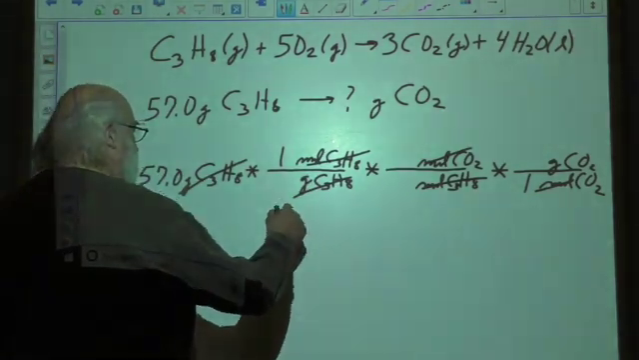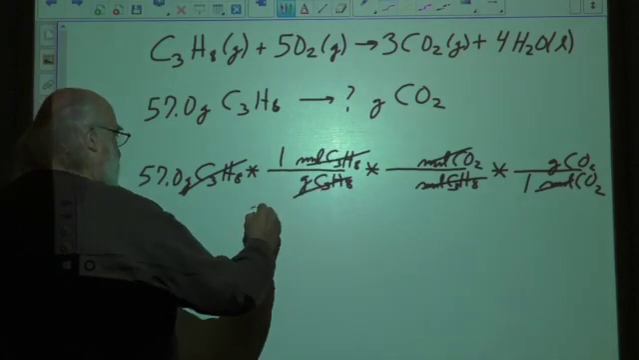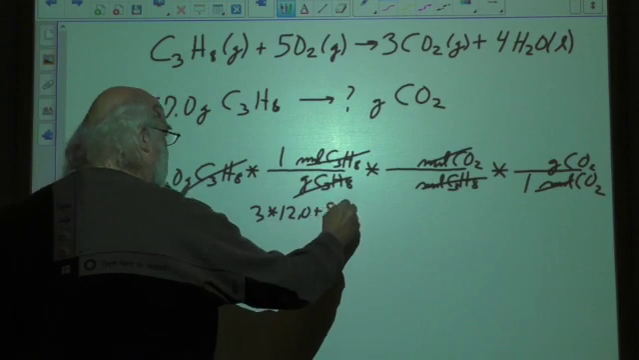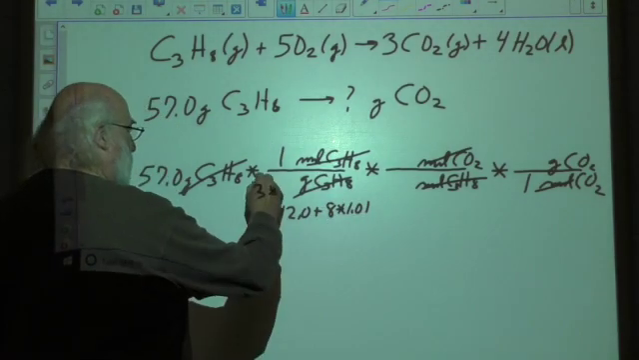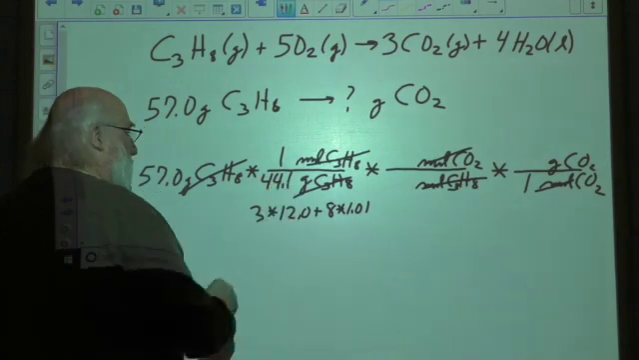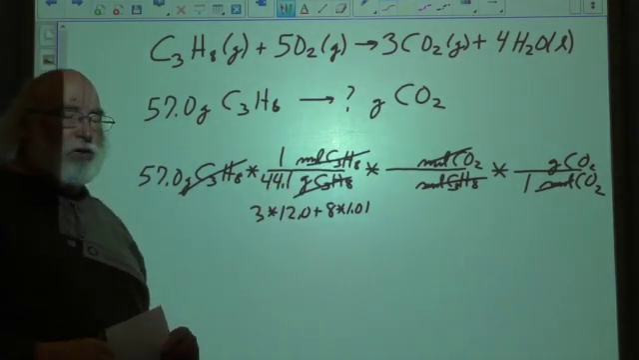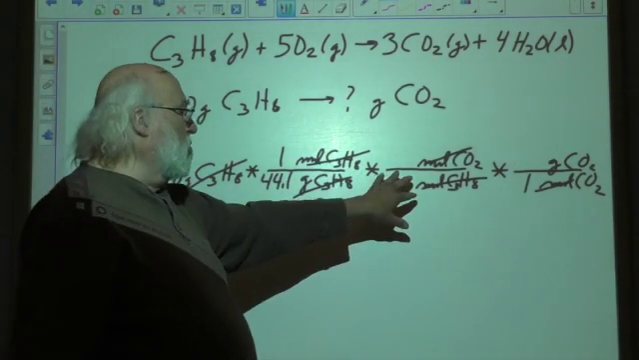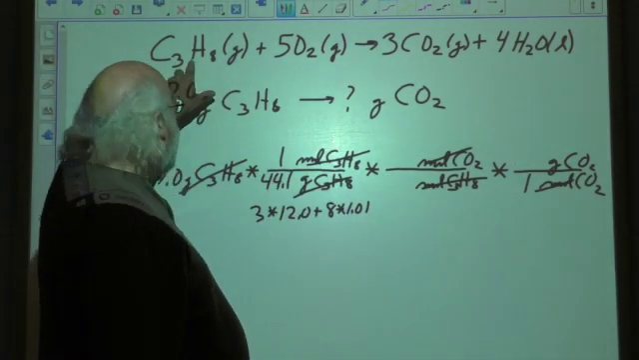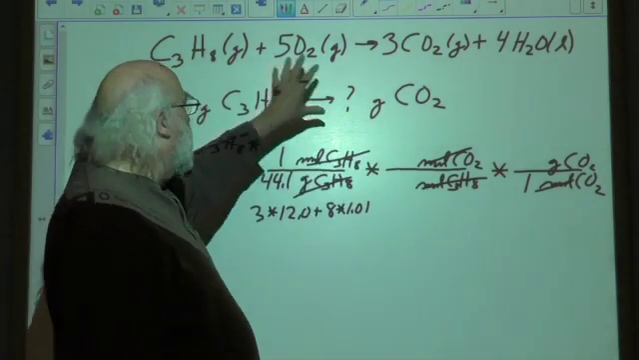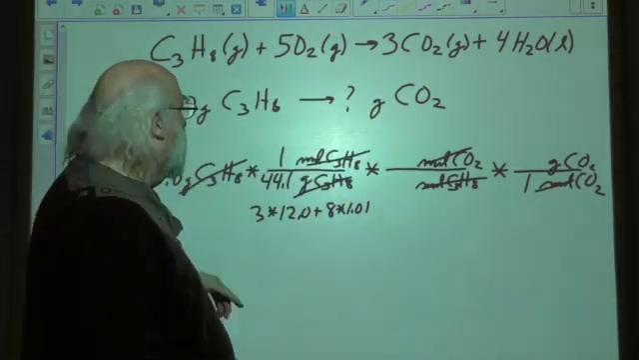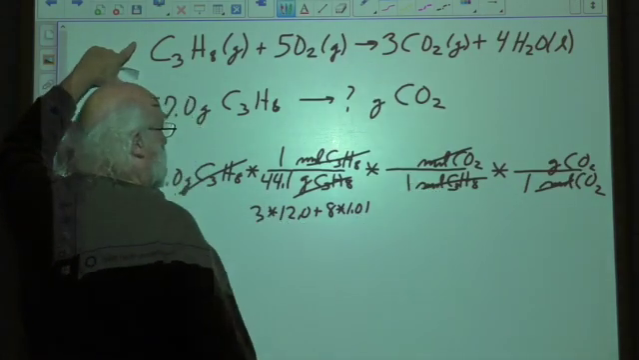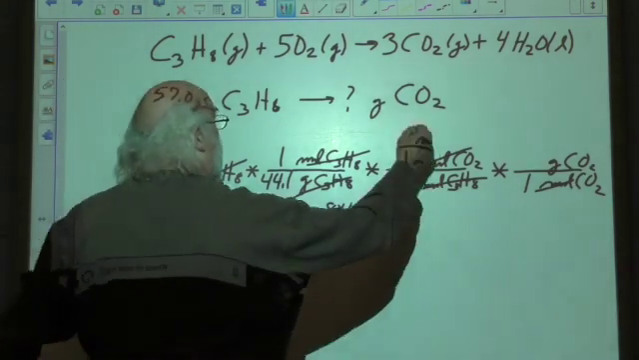So propane is 3 carbons, so it's 3 times 12.0 plus 8 times 1.01, and that's going to give us 44.1 grams when rounded off to 3 significant figures, which I want you to do. The moles of CO2 and the moles of C3H8 come from up here. They are the coefficients of the components in the reaction. So, moles of C3H8, there's no number there, so that's an implied 1. And the CO2 is 3.